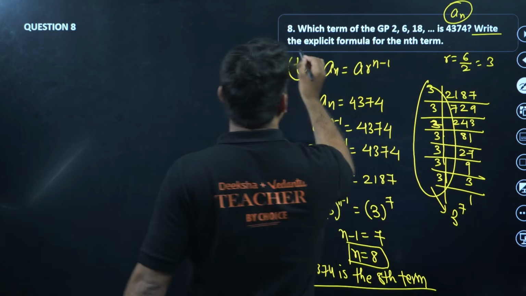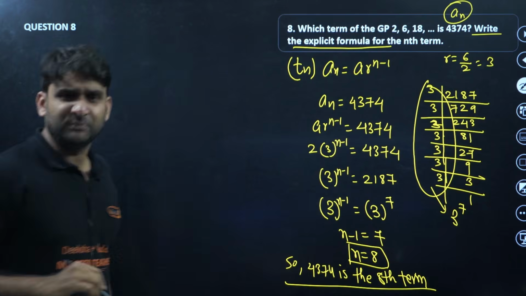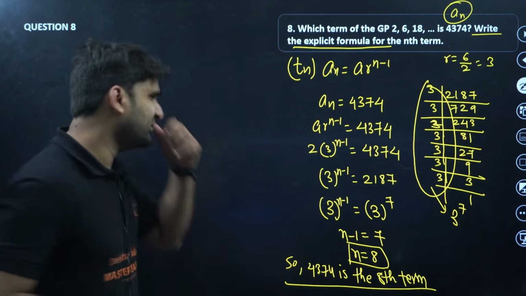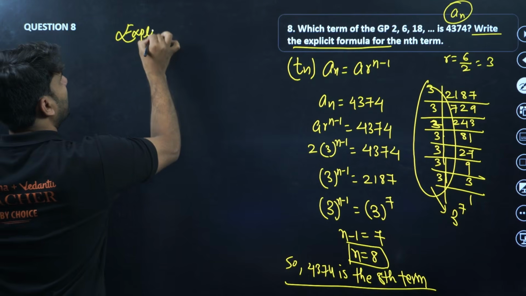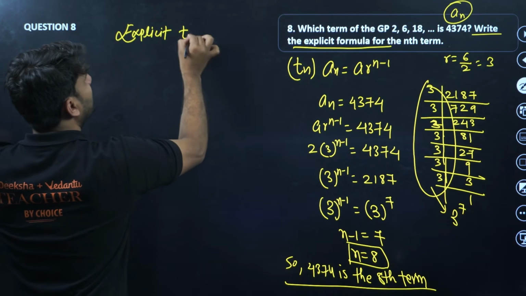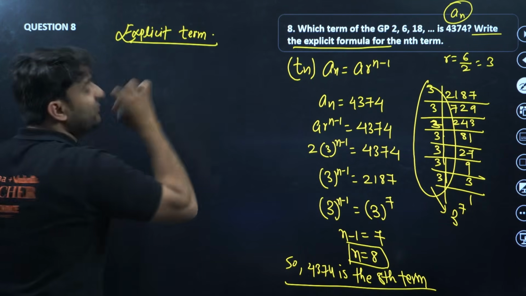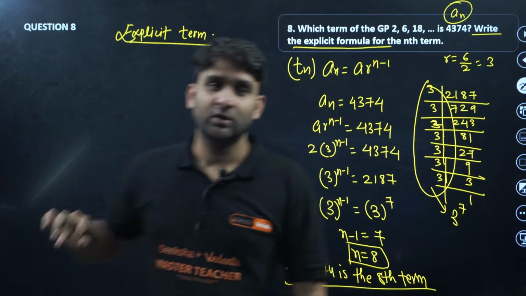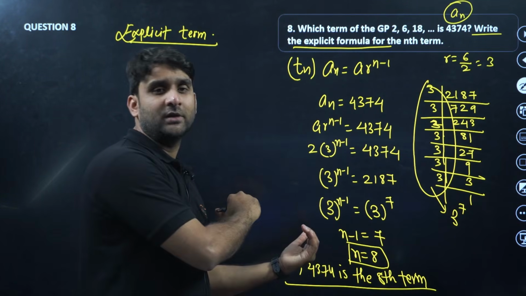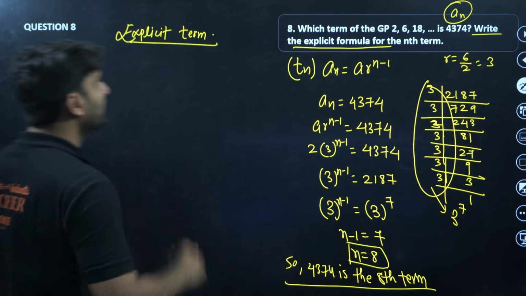Write the explicit formula, the formula of nth term. The formula which can give you any term, that formula is called explicit. One more formula is there, recursive. That is a different kind of thing, to get the next number from the previous number.